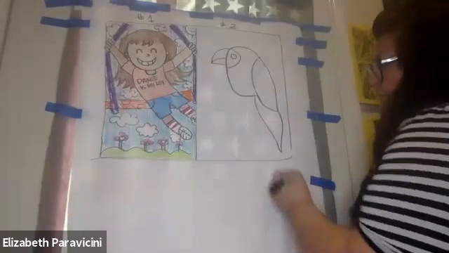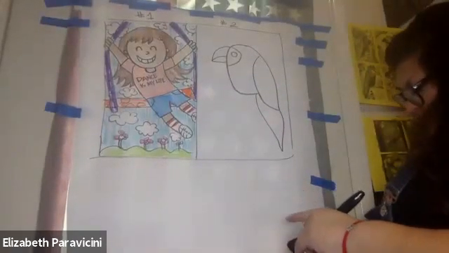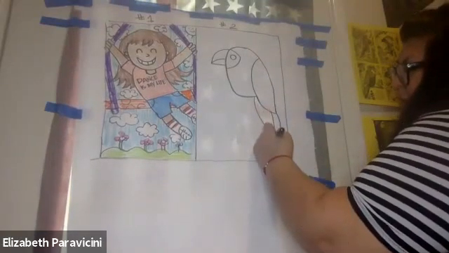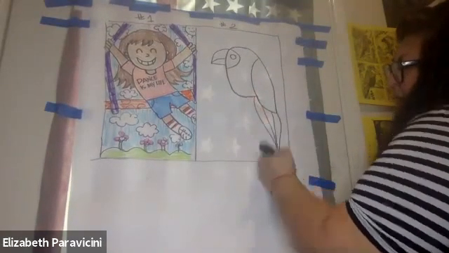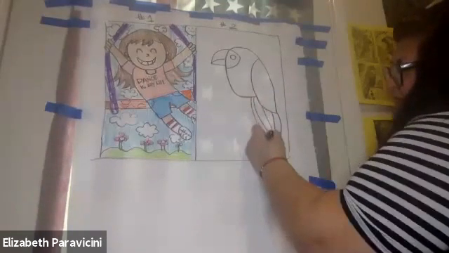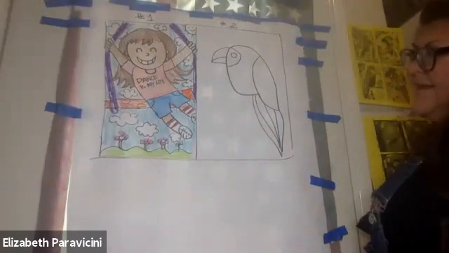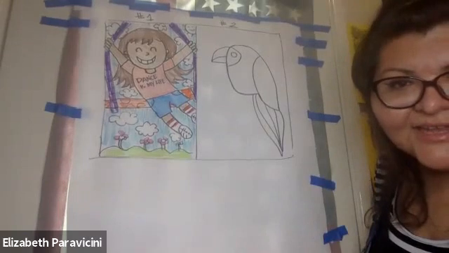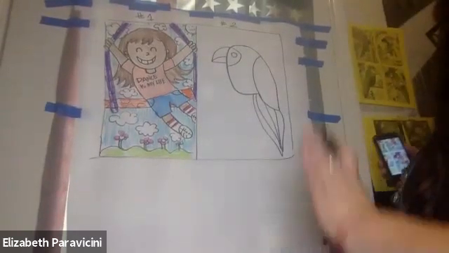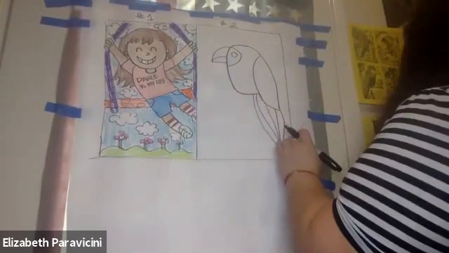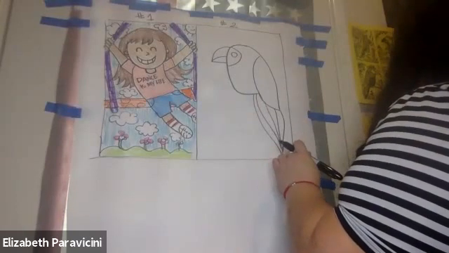Okay, so look. So the tail goes long like this. And then we're gonna split the tail so we have feathers, like one, two, three. You can even add another one if you want to. You can add four if you want to, like that. Okay, just like that.